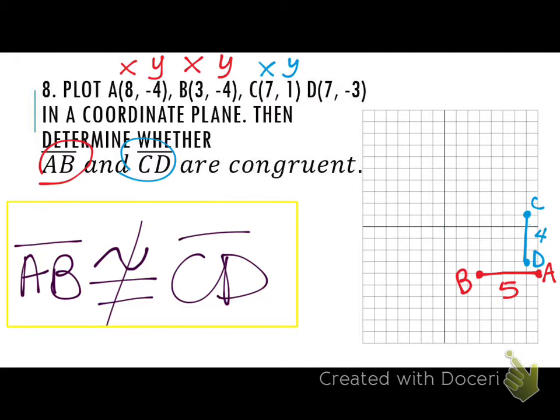So you are honors. If you ever see a diagonal line, how do you find the length of a diagonal line? The distance formula. You cannot count boxes if it is diagonal. Okay? Questions on this one?